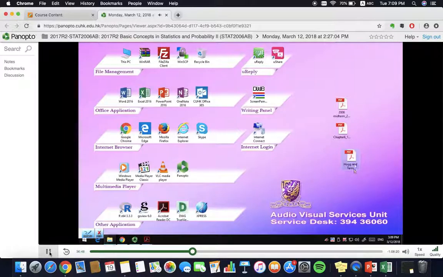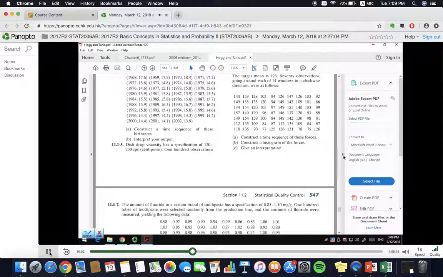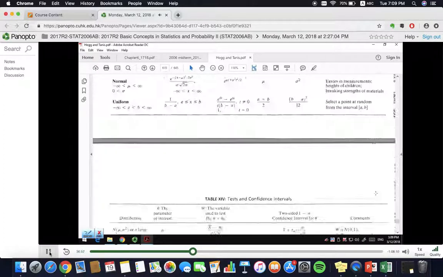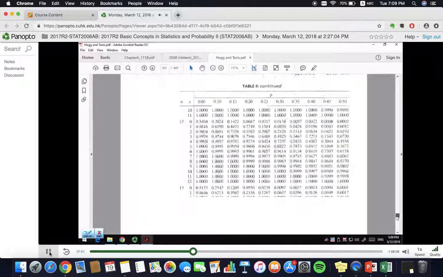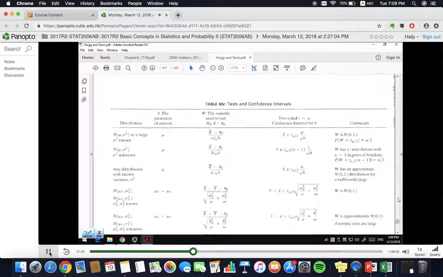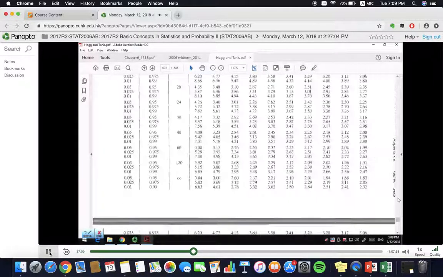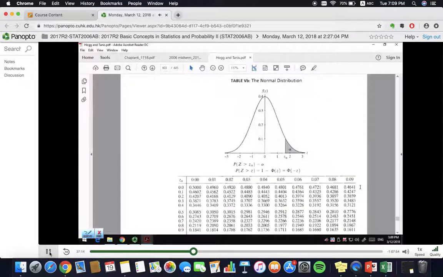Okay, so here it is ready. We scroll back further down and further down. We see here is a table. Hold on, where's the table? Okay, so here's the normal table.